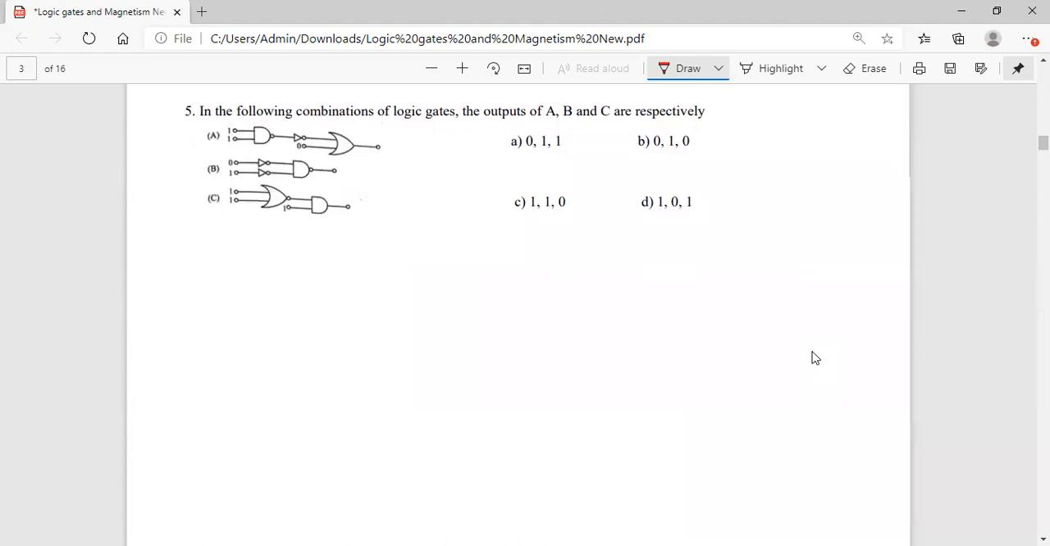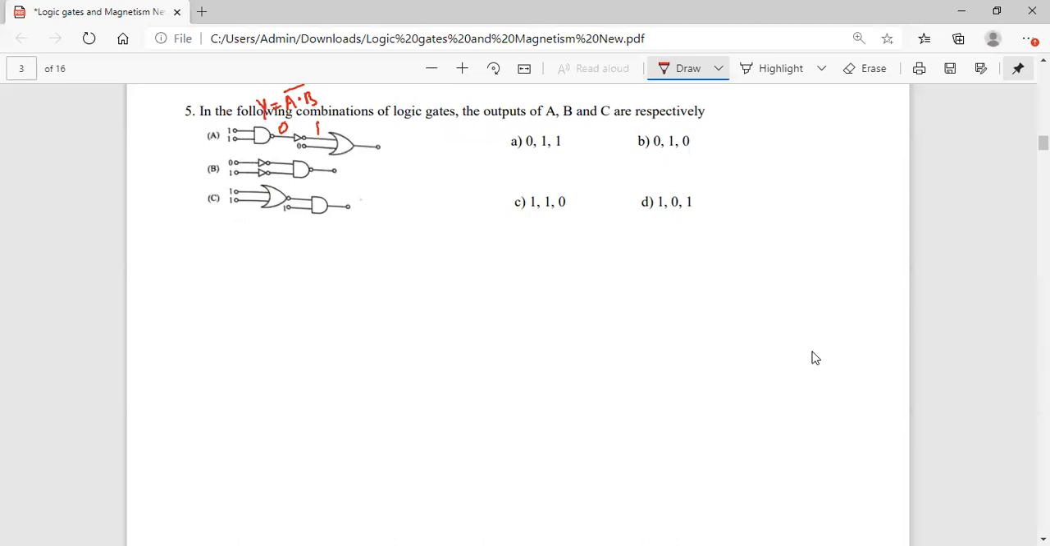Next, fifth one. In the following combinations of logic gates, the outputs A, B, and C are respectively. Yes, this is 1, 1, and this is what gate? NAND gate. In case of a NAND gate, output is Y is equal to (A into B) bar. So 1 into 1 is high, high bar is low. This is 0. Then the negation of 0 is 1.